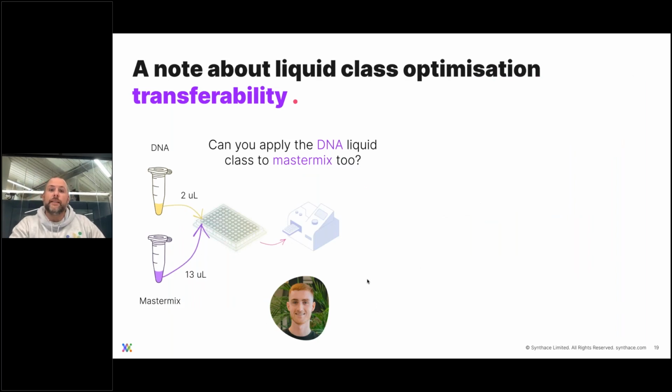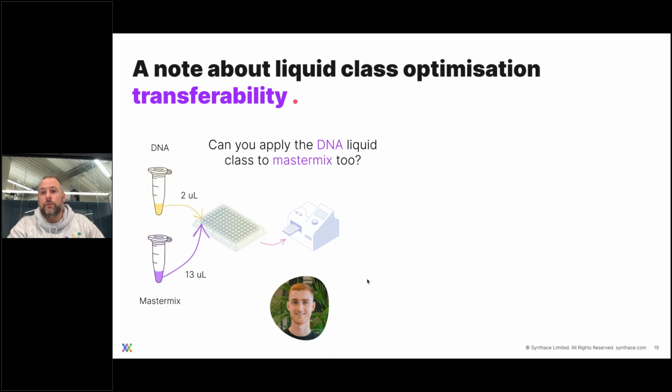Nathan also highlighted an example in his webinar where the liquid class was optimized for the handling of DNA during an automated qPCR protocol. DNA and master mix are combined before performing a very sensitive qPCR assay. The work he showed highlighted how DOE could be applied to the set points of a liquid class to optimize the transfer of DNA, improving precision.